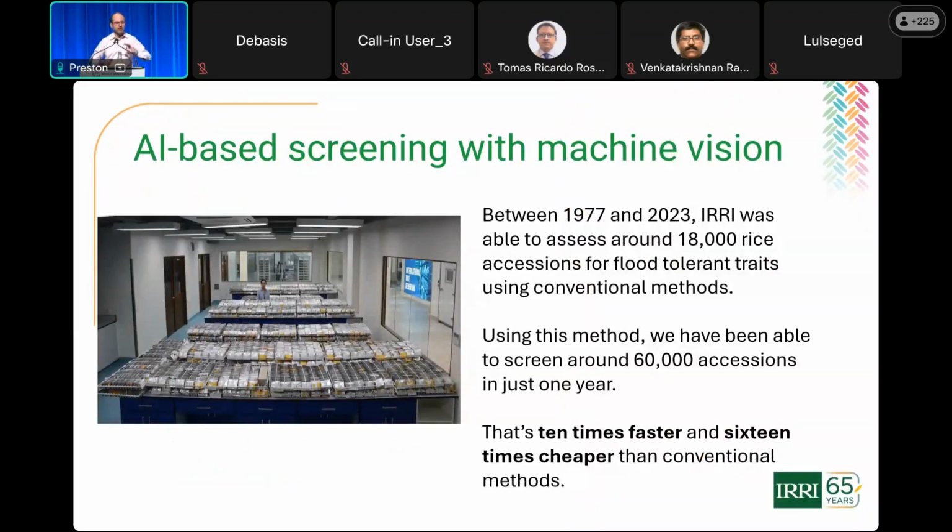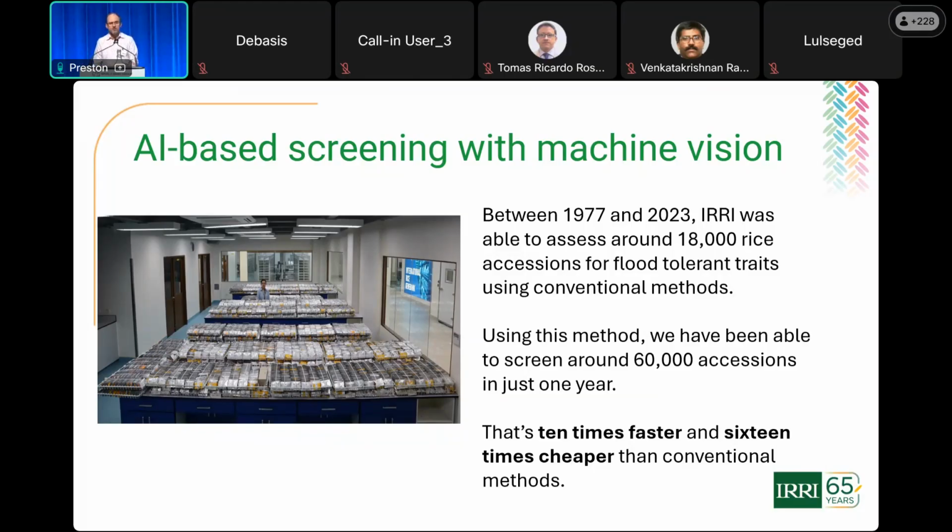So in the interest of time, I just have two examples here that I'm going to share. One of them is AI-based screening of rice accessions that IRRI is doing using machine vision. And just to give you a sense of what they were doing before, from 1977 to 2023, when they were using traditional means, they were able to assess around 18,000 rice accessions for flood-tolerant traits. And then, together in partnership with Google.org, they deployed this AI solution, and they were able to, in 1 year, screen over 60,000 rice accessions.